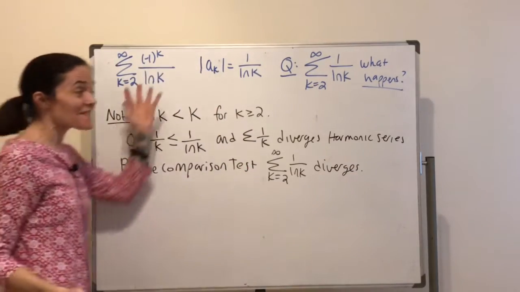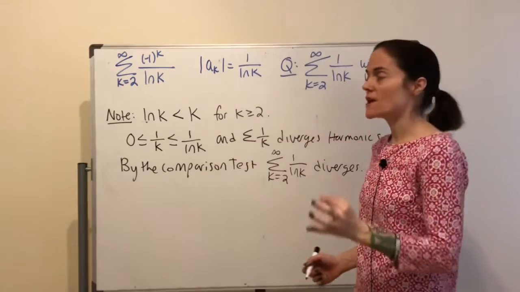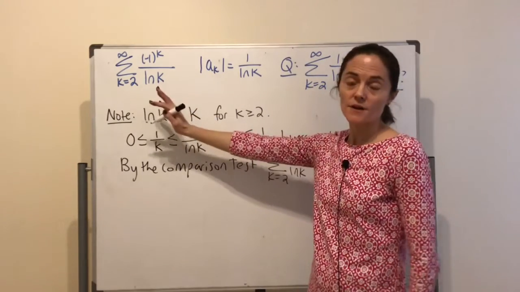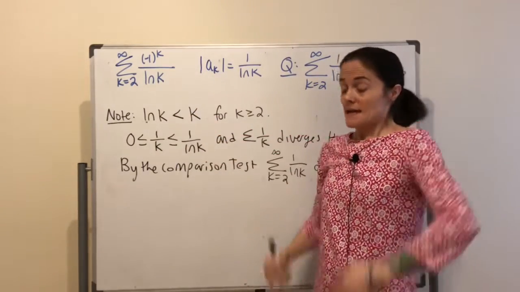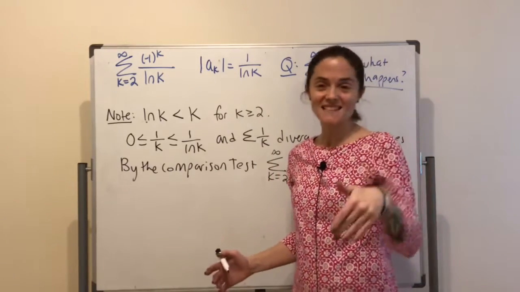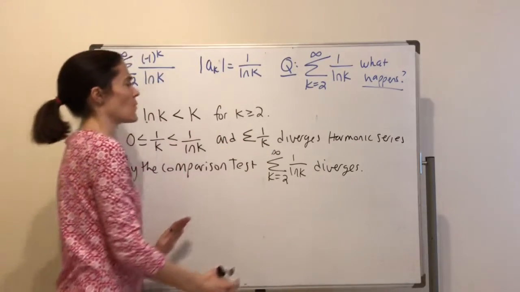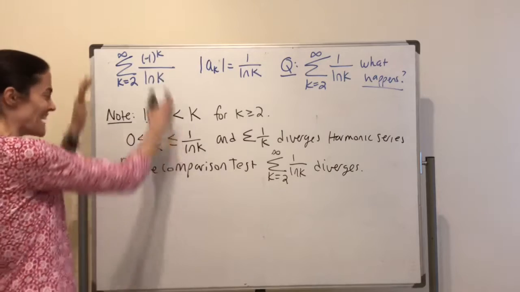So, do we have an answer here? We're not finished. All we know is that this series does not converge absolutely. Now we can use the alternating series test. So we know we are not in the absolutely convergent case. Where did I have absolute convergence? Over here.